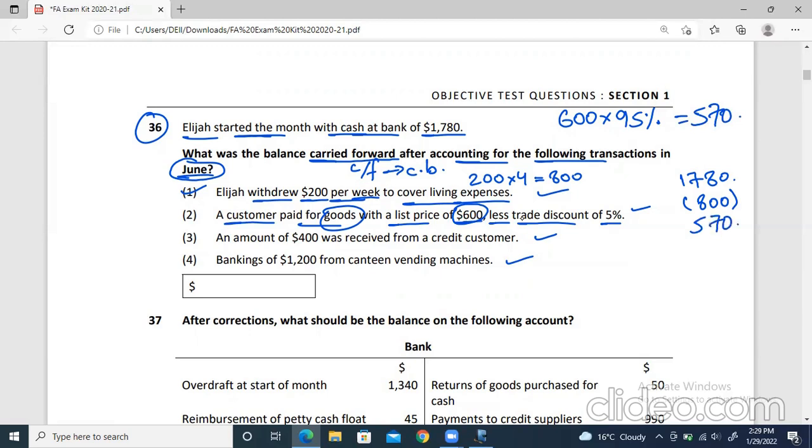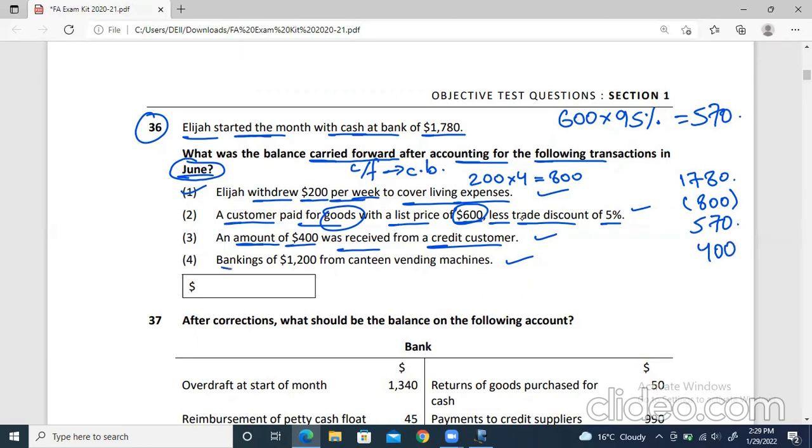Now, number three, an amount of 400 was received from a credit customer. So we received an amount of 400 that was created as a receivable some time ago. We received it now, so we'll add it in our bank. 400 will be added.